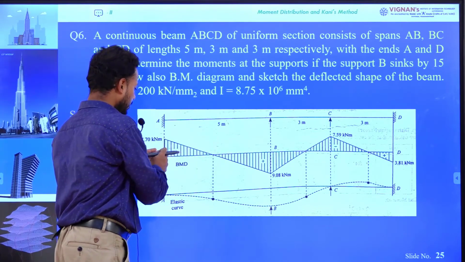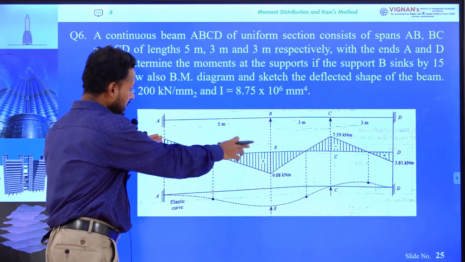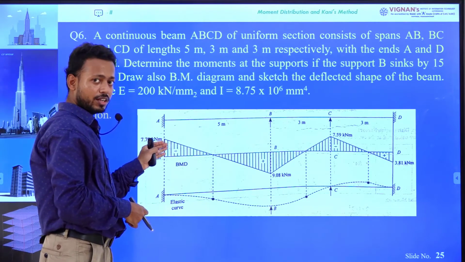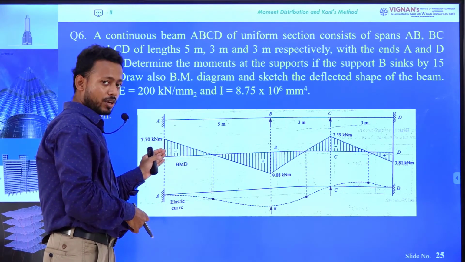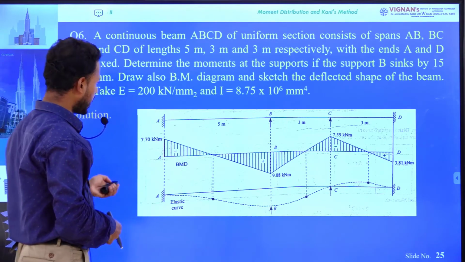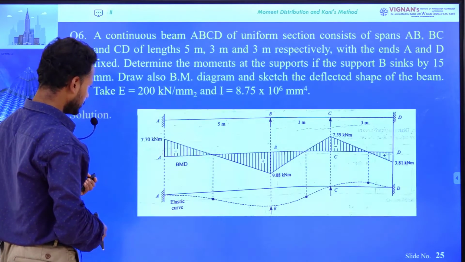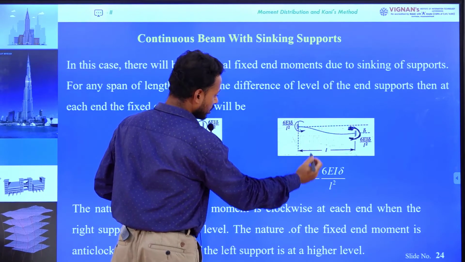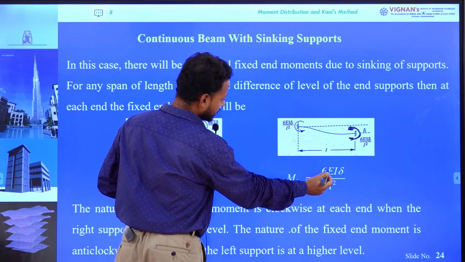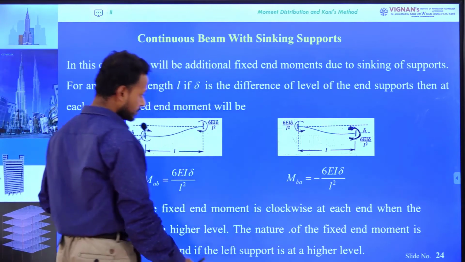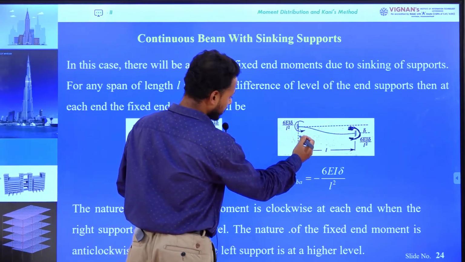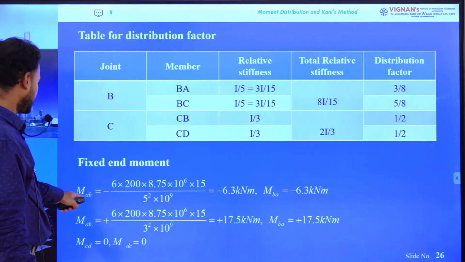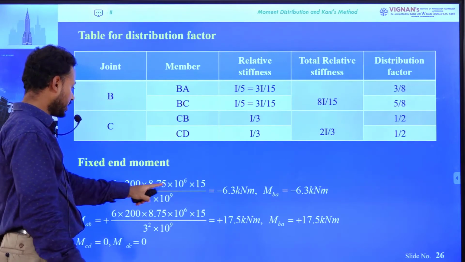In case of AB, you are considering AB. From A to B, the B joint sinks. If B joint sinks, then A support will be at higher level. That means left support is at higher level. That means case 2, the bending moment will be negative 6EI delta by L square. So in case of AB, the bending moment will be minus 6EI delta by L square.